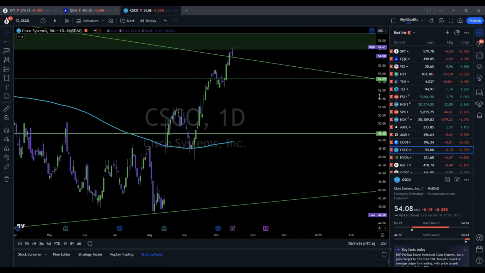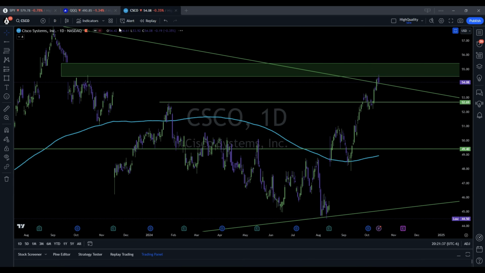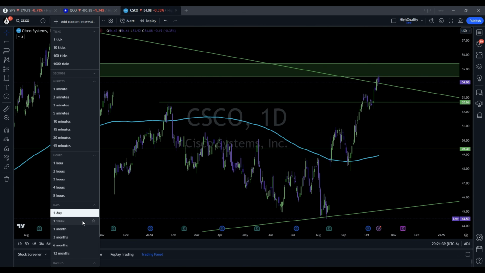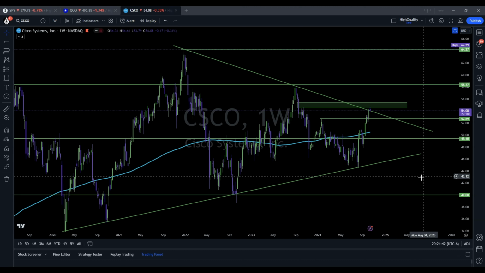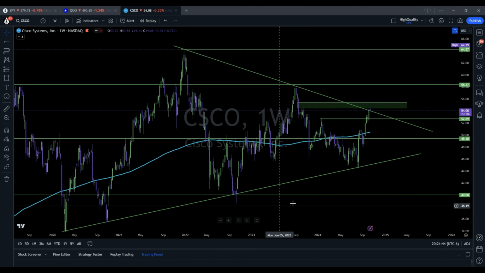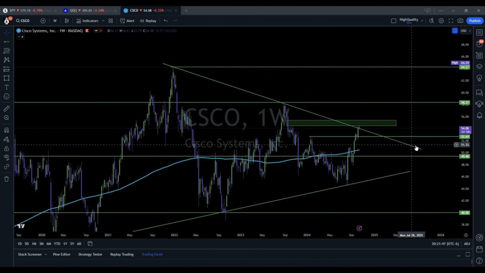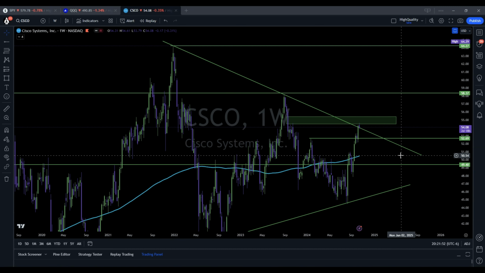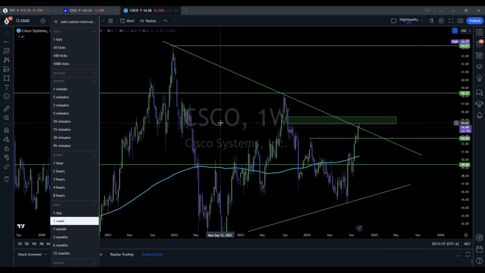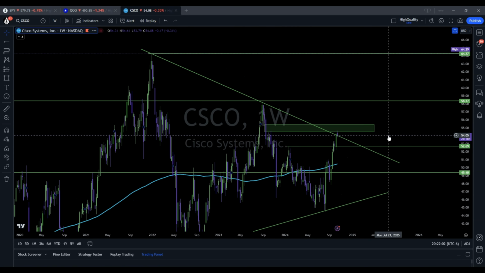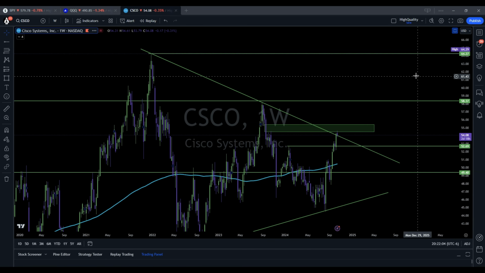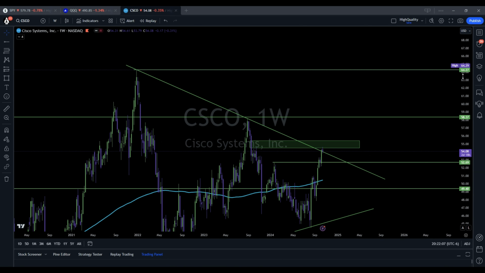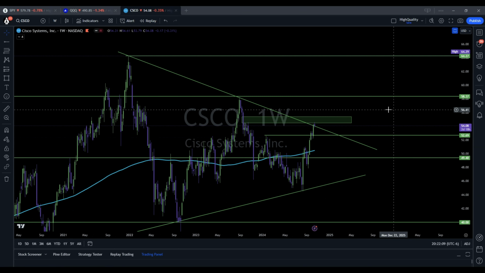Let's go over our last stock, CSCO Systems. CSCO Systems on the weekly time frame has formed a bullish pennant pattern. We have just started to peek our head above the upper descending trend line of this pennant. So if we are to get a weekly break of this pennant, that would be very bullish for CSCO Systems. Then we could head up towards 58.37, and then our next price target would be up here at 64.27.